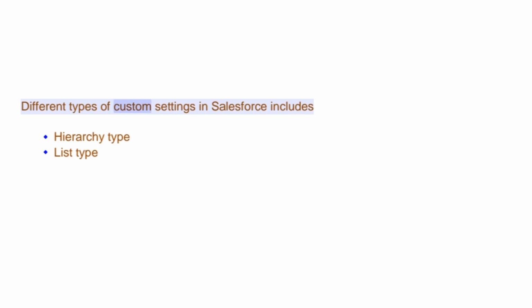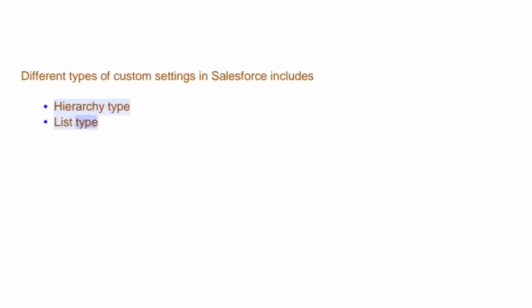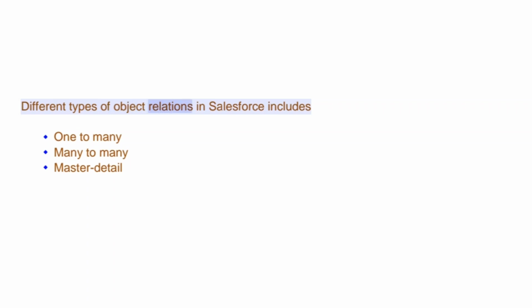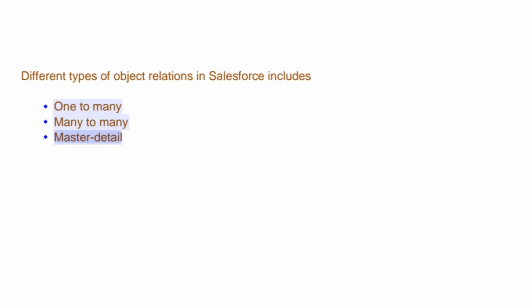What are the different types of custom settings in Salesforce? Different types of custom settings in Salesforce include hierarchy type and list type. What are the three types of object relations in Salesforce? Different types of object relations in Salesforce include one-to-many, many-to-many, and master-detail.